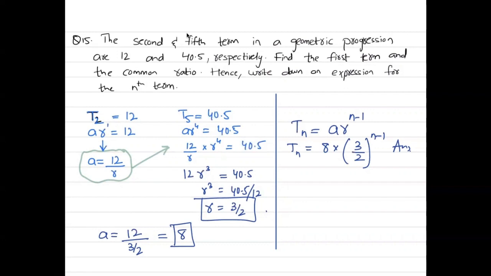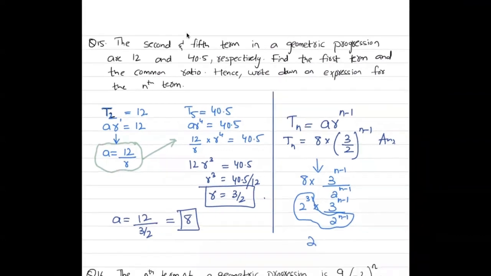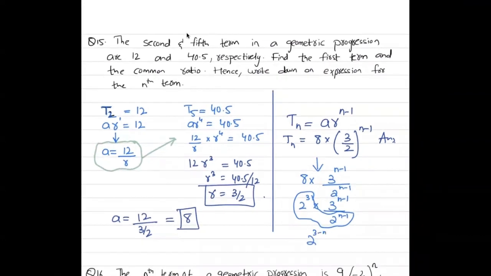So if you are asked to simplify this, it's going to be 3 to the power of n minus 1 divided by 2 to the power of n minus 1. 8 can be represented as 2 to the power of 3. So when the bases are the same and the powers are being divided, the powers are going to be subtracted. So 3 minus n plus 1 times 3 to the power of n minus 1, so 2 to the power of 2 minus n times 3 to the power of n minus n.